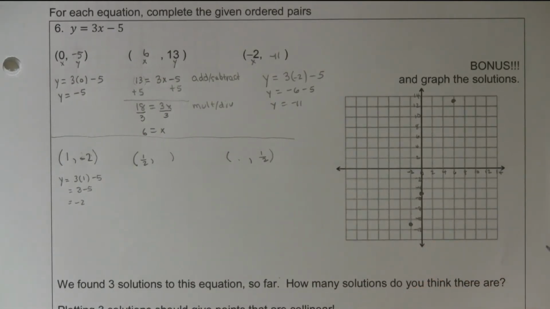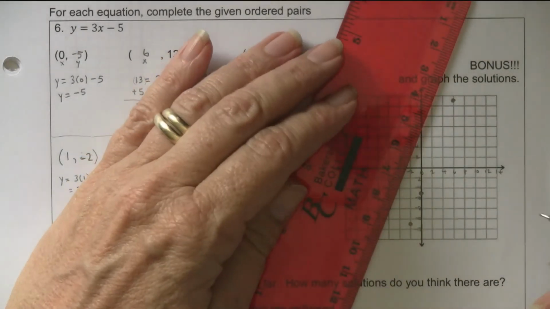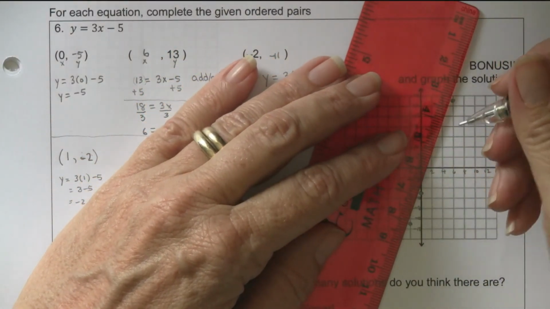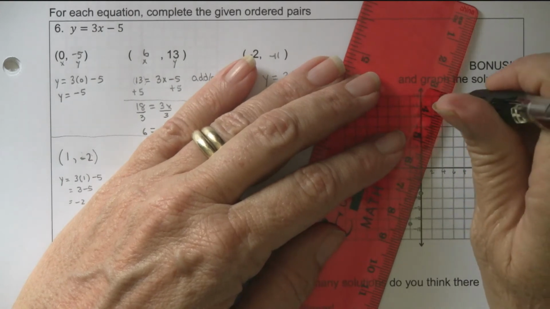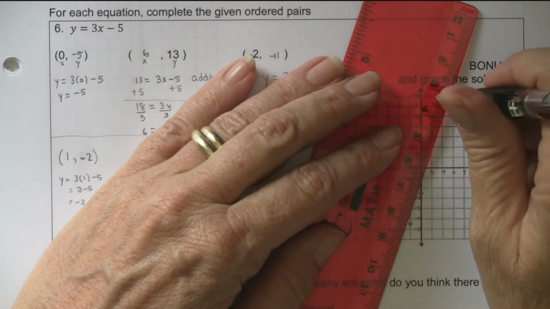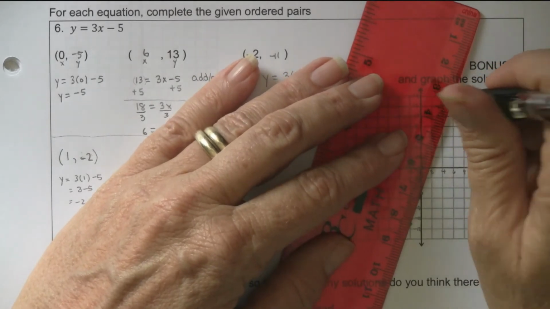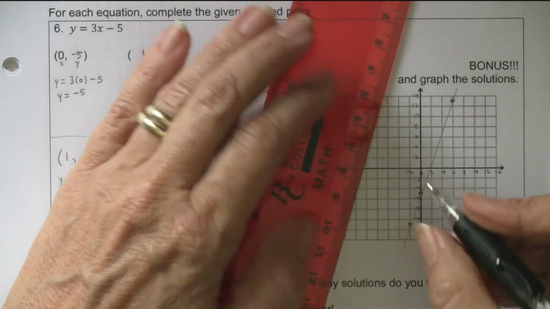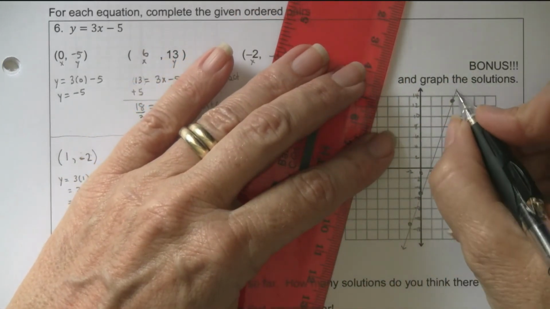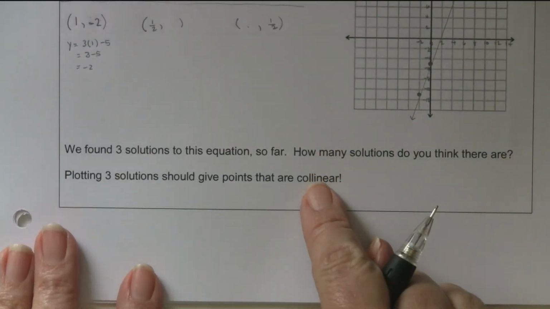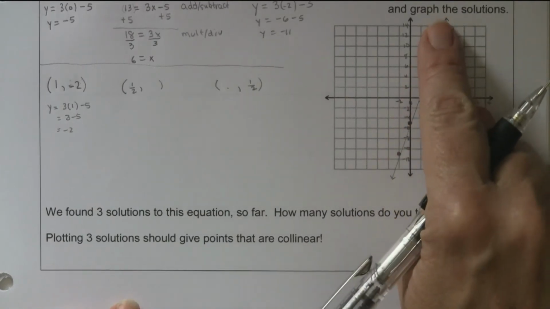And so I want to show you that a line goes through these solutions here. My pencil, I think my ink might be out. See how they're all on the same straight line there. And when they're all on the same straight line like that, they're called collinear. So these points right here are all on the same straight line.